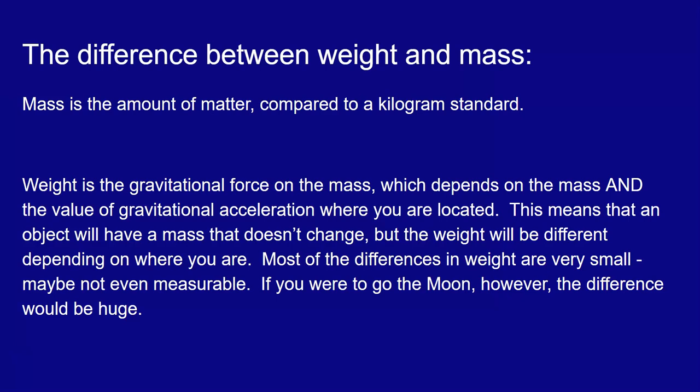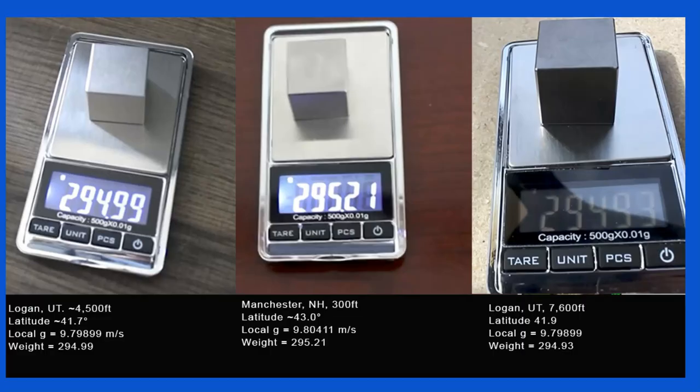Most of the differences in weight tend to be very small, maybe not even measurable. If you were to go to the moon, it's a huge difference. But if you go to the top of the Empire State Building or the top of the Freedom Tower, g is a tiny bit less, but you probably wouldn't notice it. It could be measured. And certainly if you were on the top of Mount Everest, which is about 30,000 feet above sea level, you could measure that difference in g, although you probably wouldn't feel it. The bigger problem is that, of course, you have thinner air.